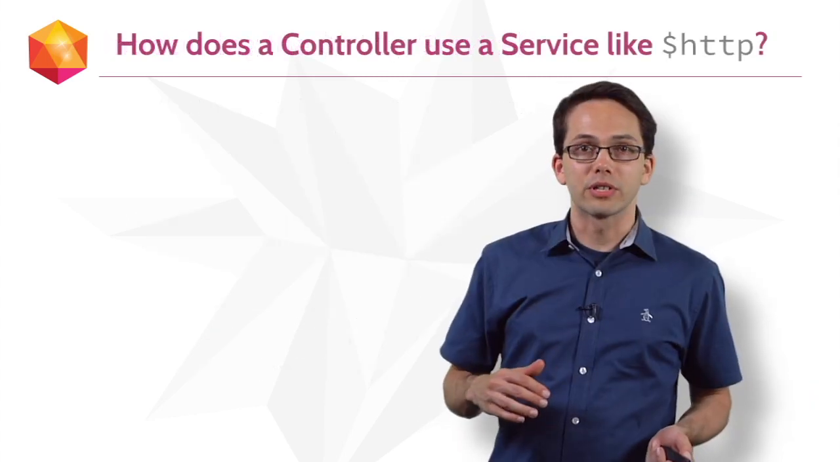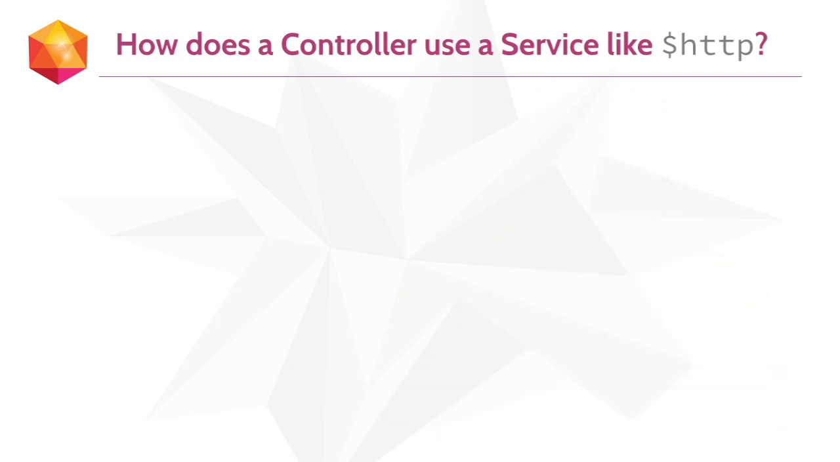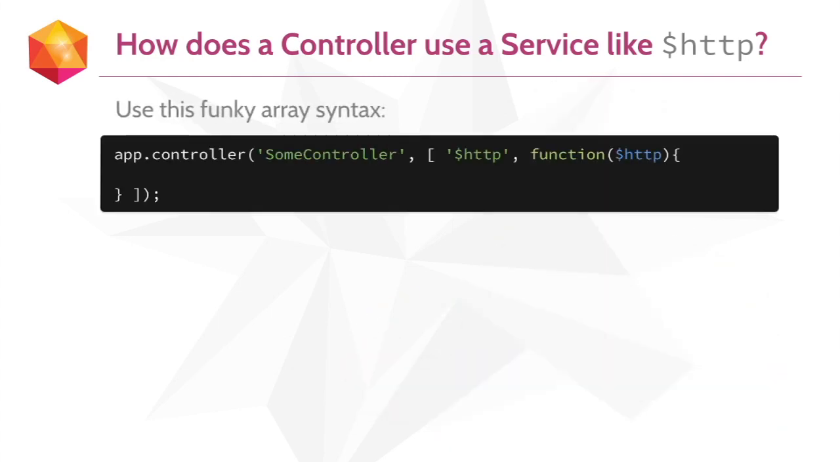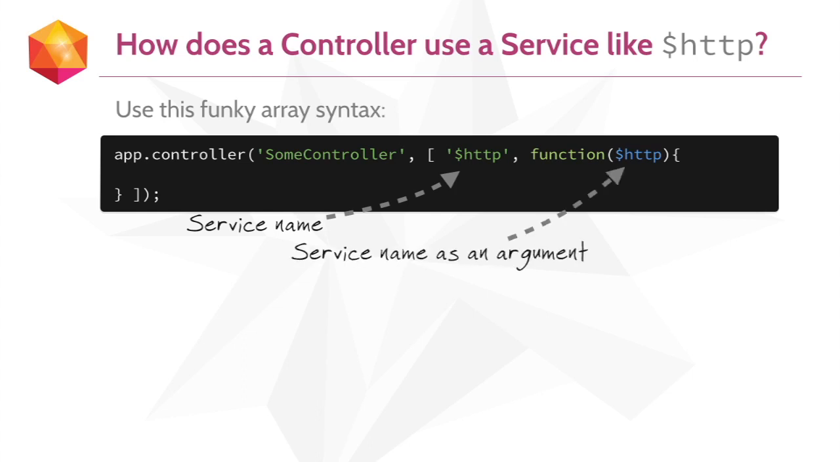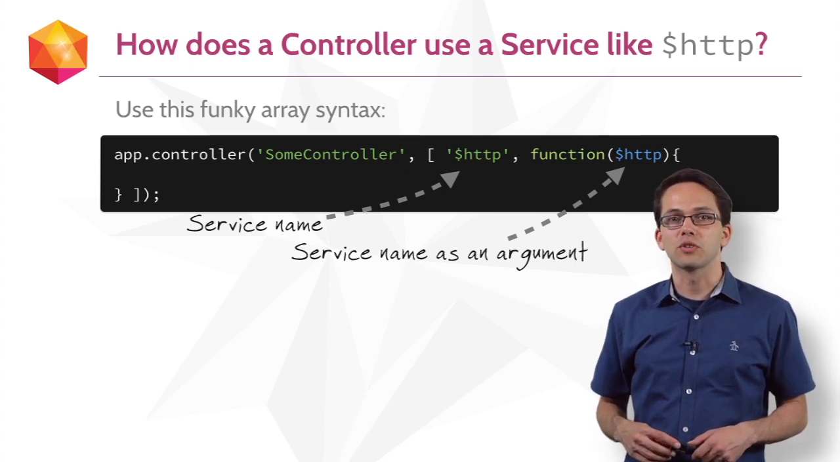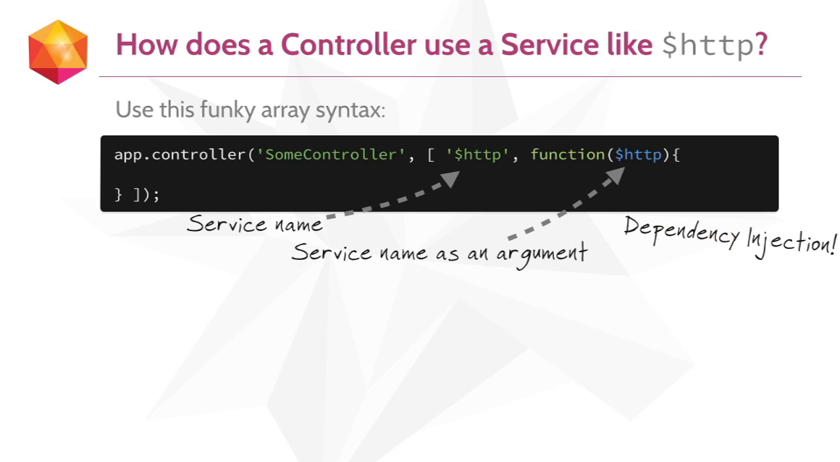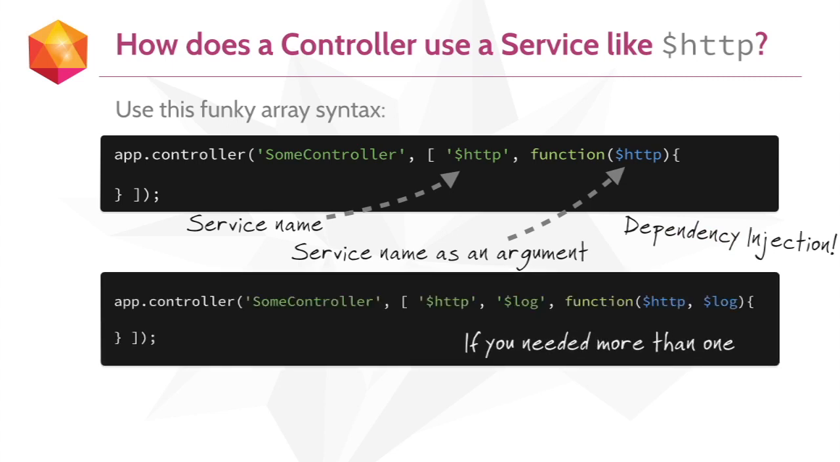We need our controllers to tell Angular which services they need. To do this, we use a funky array syntax. First, in this array syntax, we specify the names of the services that our controller needs. These services become arguments in our controller function. Here we can then use $http inside the controller. This way of specifying the different services our controller needs is called dependency injection. And if you needed more than one service, here's what that might look like.